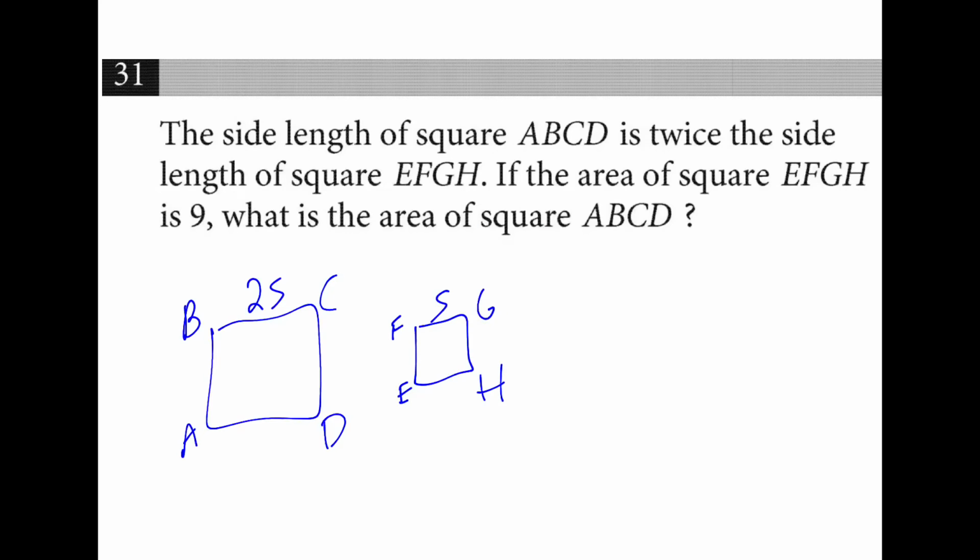So here are my two squares, ABCD and EFGH. You can see that ABCD has a side length that's double. Down here, my area is equal to 9, so that must be s is equal to 3. So now this is 6. 6 times 6 is 36.